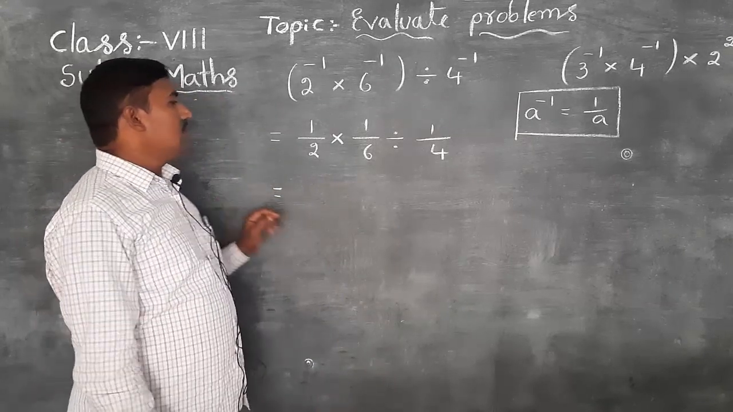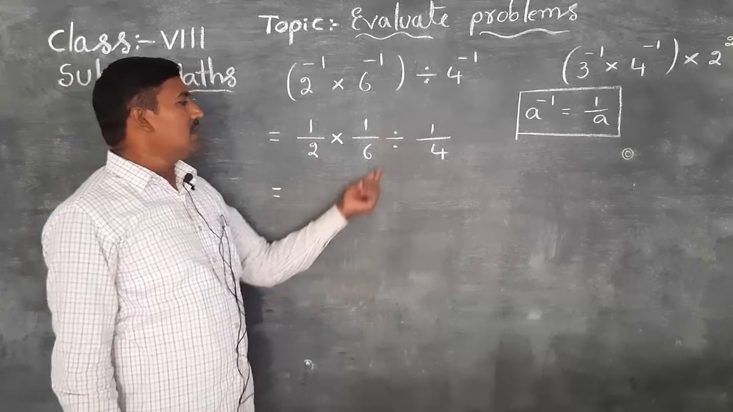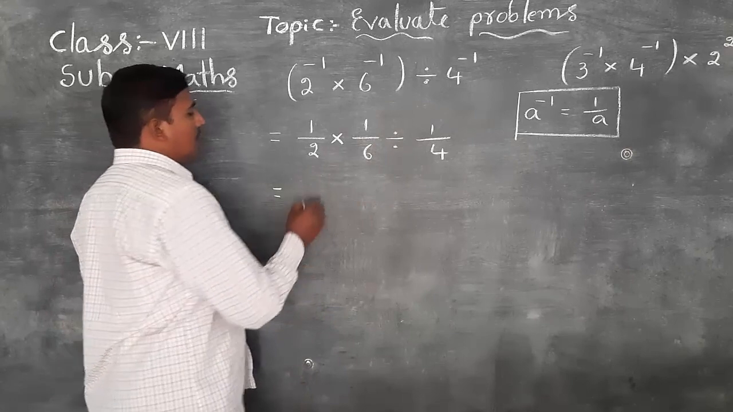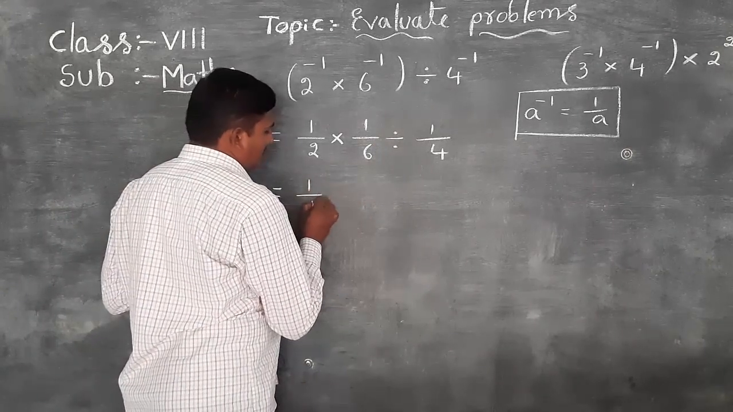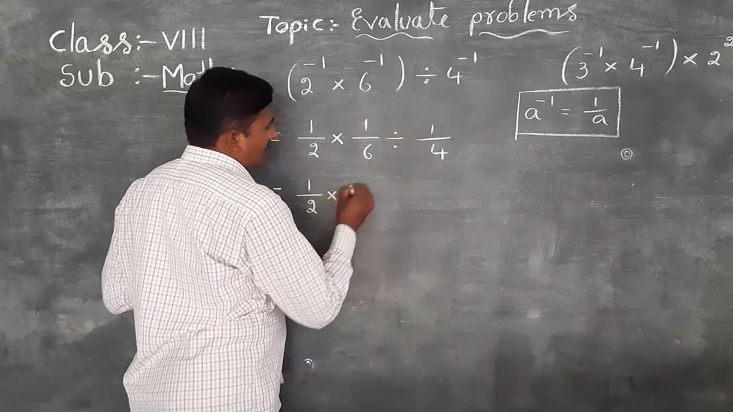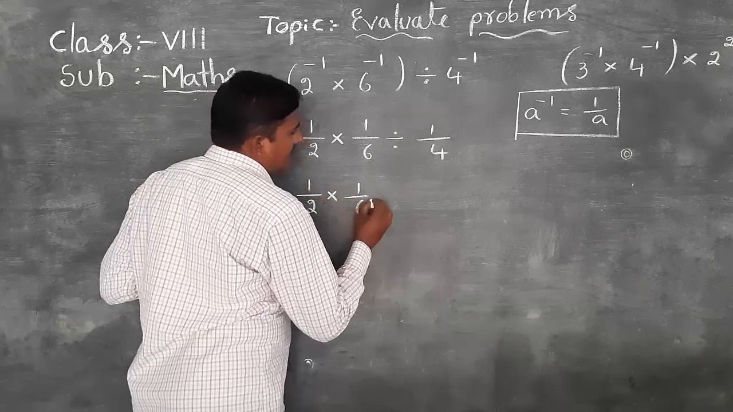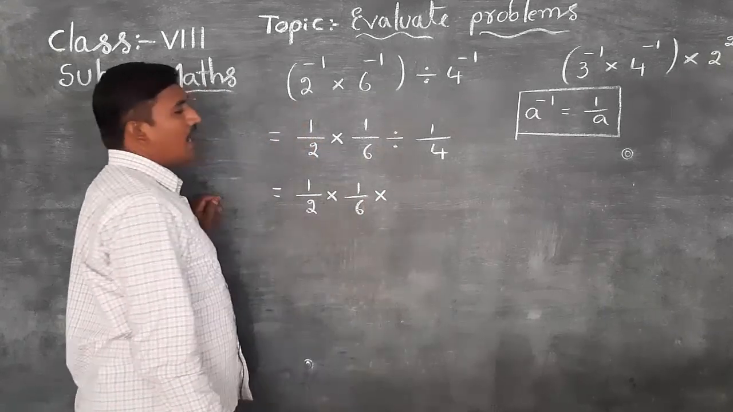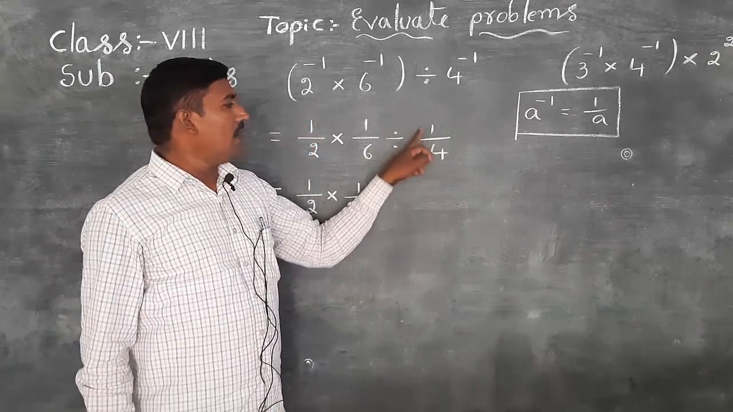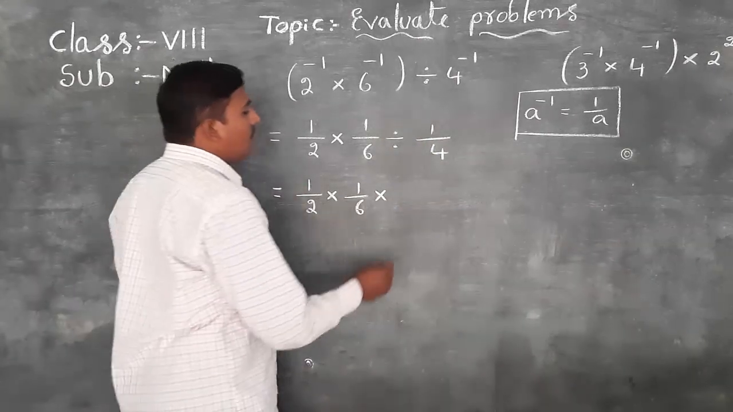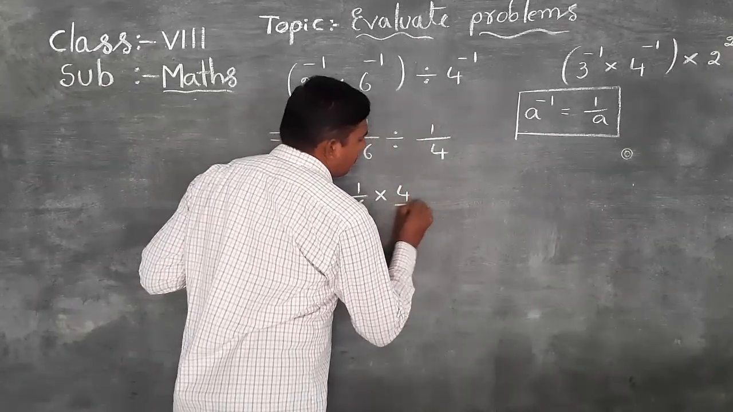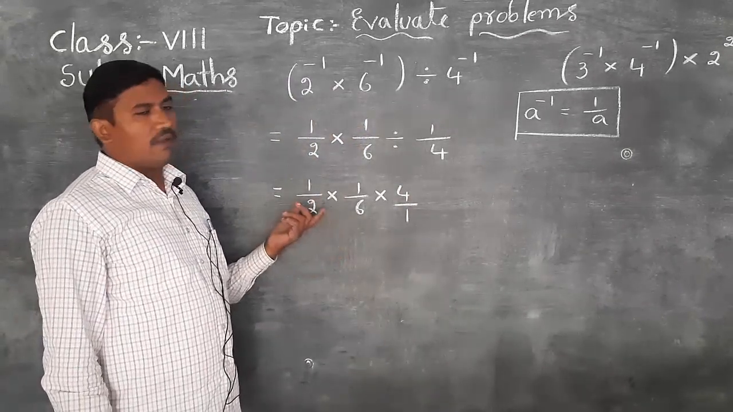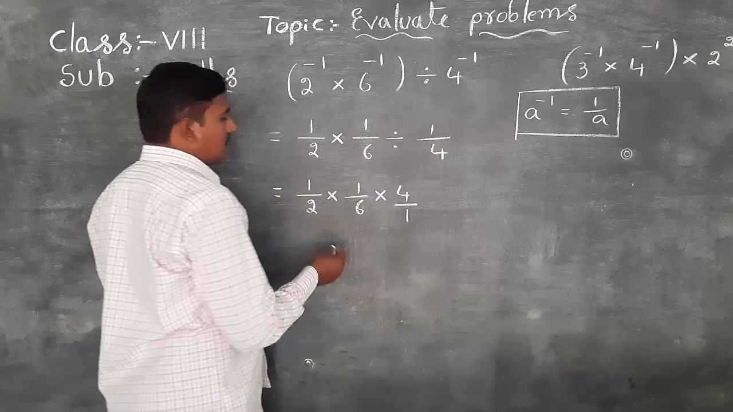According to BODMAS, what should we do? According to BODMAS, division should be done. So at the time of division, what will we do here? 1 by 2 into 1 by 6. Instead of division, we write multiplication, and 1 by 4 reciprocal taking means 4 by 1. 4 by 1 means 4. Now possible cancellation should be done, otherwise multiply. Possible cancellation? Yes, possible.